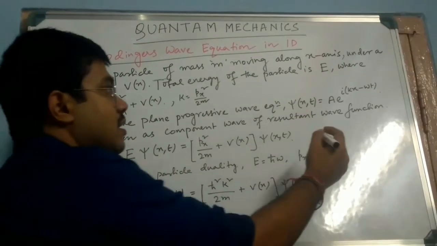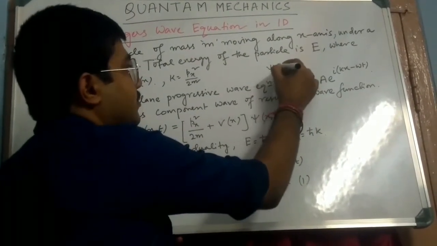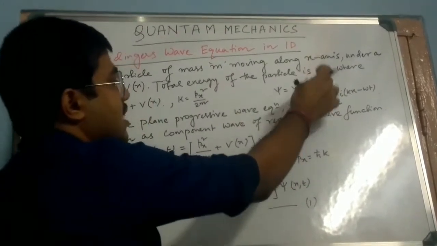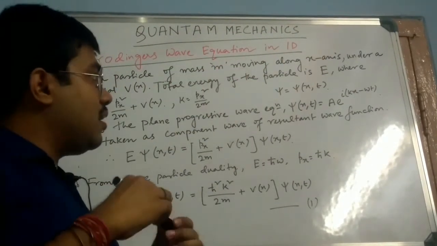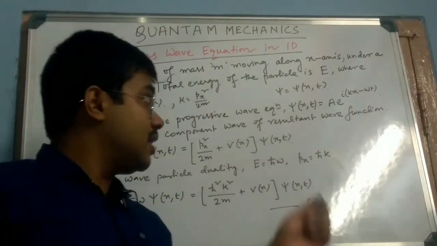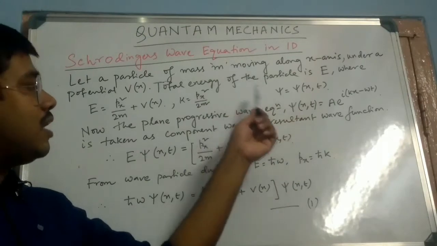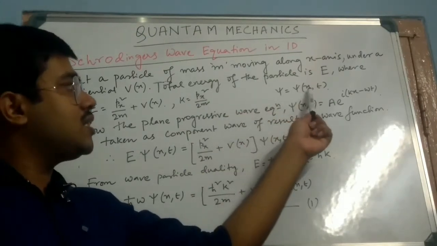So psi is the wave function. It depends on both position and time, that is x and t. If any of the coordinates x or t changes, psi will change. So the wave function depends on both the position and time.